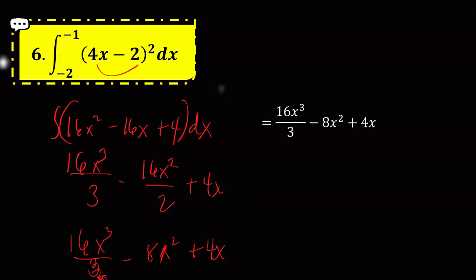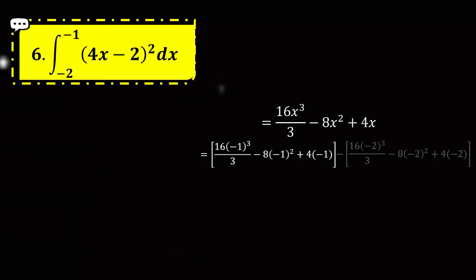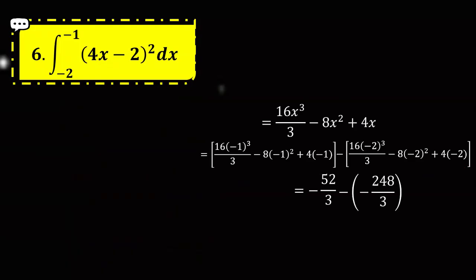Next, we now apply the fundamental theorem of calculus, f of b, so that we substitute -1, then minus f of a, which is we substitute -2. Then using your calculators, the answer should be -52 over 3. And then use the calculators here. So the answer becomes -248 over 3. So when we subtract, that becomes now 196 over 3. So I hope you understand.